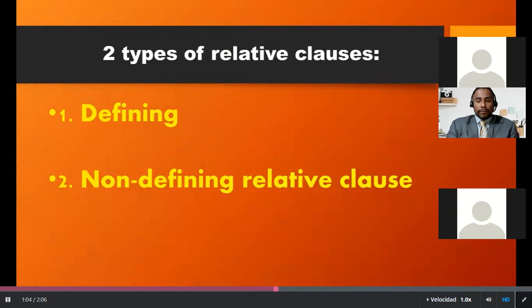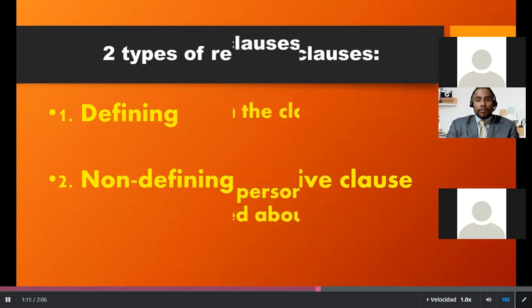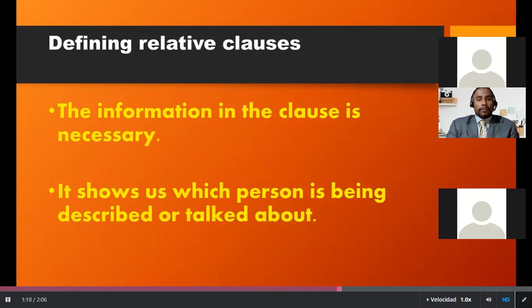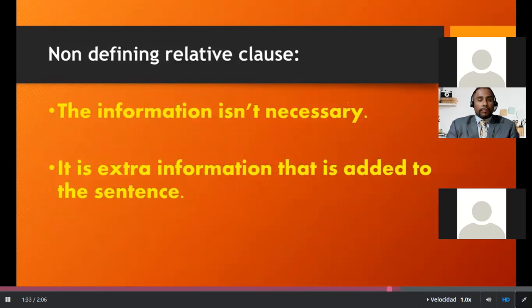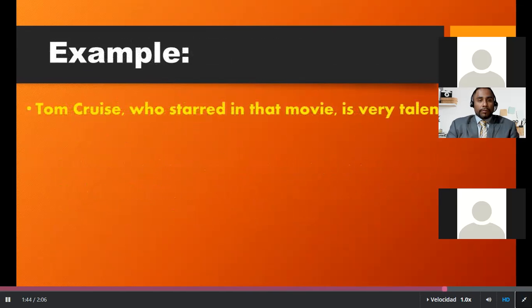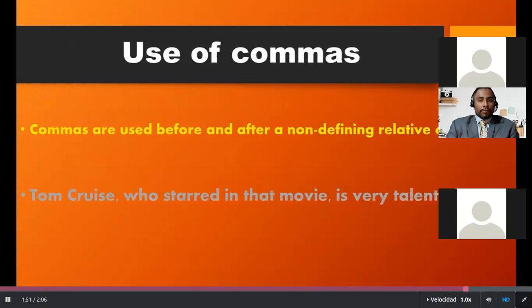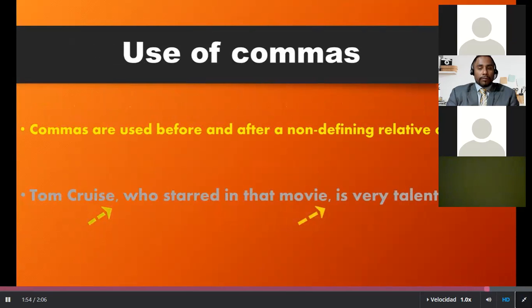As we mentioned on the intro video, we have two types of relative clauses: defining and non-defining relative clauses. Let's look at the difference between them. Number one, defining relative clauses. The information in the clause is necessary. It shows us which person is being described or talked about. For example, the actor who starred in that movie is very talented. Number two, non-defining relative clauses. The information isn't necessary. It is extra information that is added to the sentence. For example, Tom Cruise, who starred in that movie, is very talented. I want to point out that commas are used before and after a non-defining relative clause.